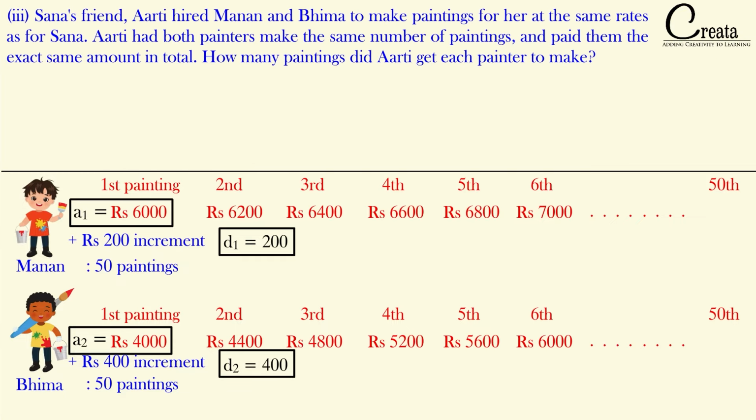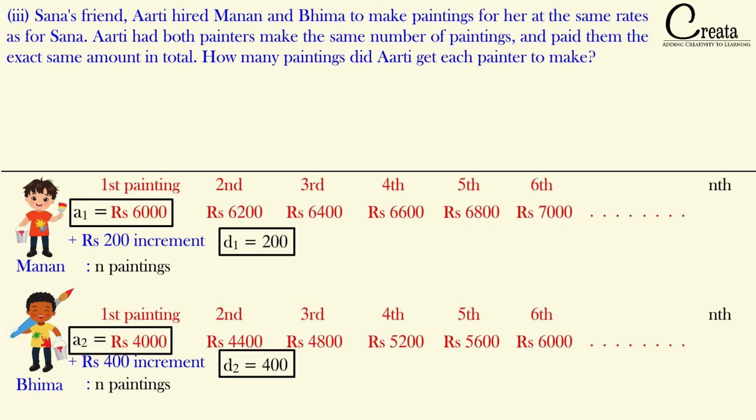Sana's friend Arti hired Manan and Bhima for making the paintings. Further, it is given that both painters made the same number of paintings and in totality both get the same amount of money. Got it? In the previous question, the number of paintings was 50, but here the number of paintings is not given. Both painters made the same number of paintings and they get exactly the same amount of money.